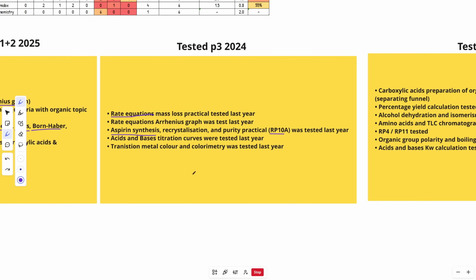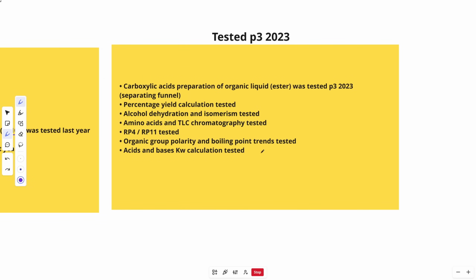So I'd be revising that to see what's going on. Maybe they'll try and combine catalysis with kinetics and rate equations in some way. I don't really know, but keep that in mind. All right. What was tested in paper 3 2023?